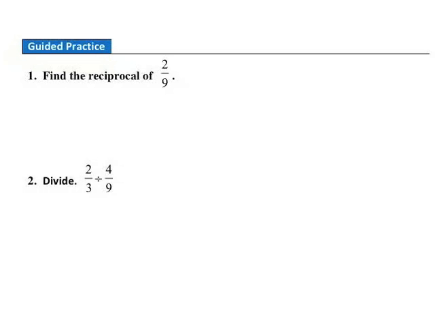Question 1. We're asked to find the reciprocal of 2/9. To find the reciprocal of 2/9, all we need to do is flip that fraction around and we get 9/2. Question 2. We're asked to divide 2/3 by 4/9. The first fraction stays the same. We change division to multiplication, and then we take the reciprocal of the second fraction, 9/4. Once it's a multiplication problem, we follow the same procedure, where we factor and simplify before we multiply.